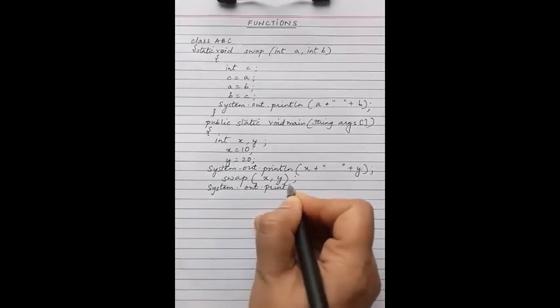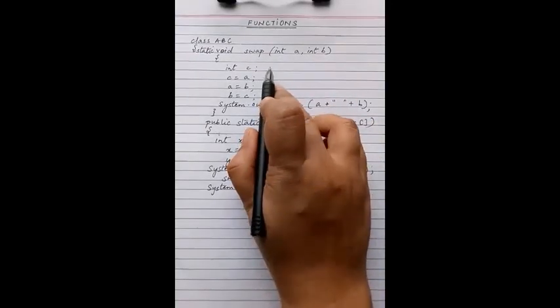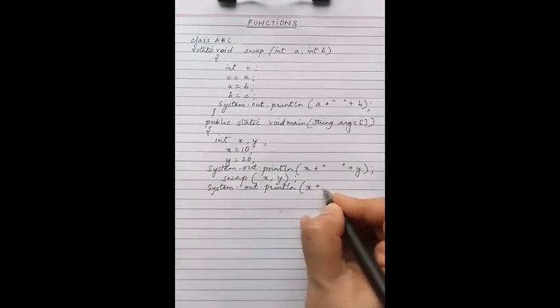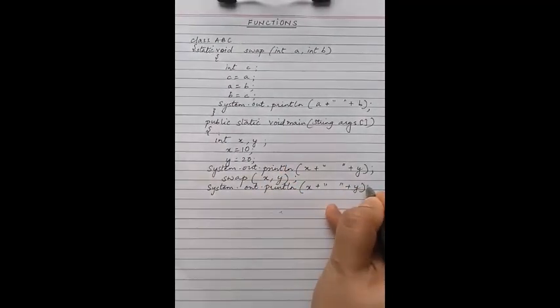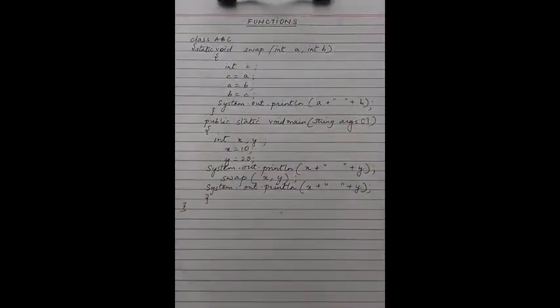After this function call, if I try to print system.out.println, see, I cannot print a and b here because a and b are local to this function. Also c is local to this function. x and y are local to this function main. So I am going to print again x and y. What will happen? This is end of main and this is end of the class. This is the whole program which I have written here.